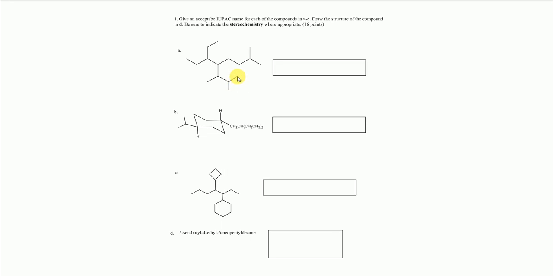All right, so 1, 2, 3, 4, 5, 6, 7, 8. All right, and I have this group, this group, this group, and I have this group. Okay, so this group right here is going to be called, well, let's name our methyl groups, right? So I have 2, 3, 7, dash trimethyl.